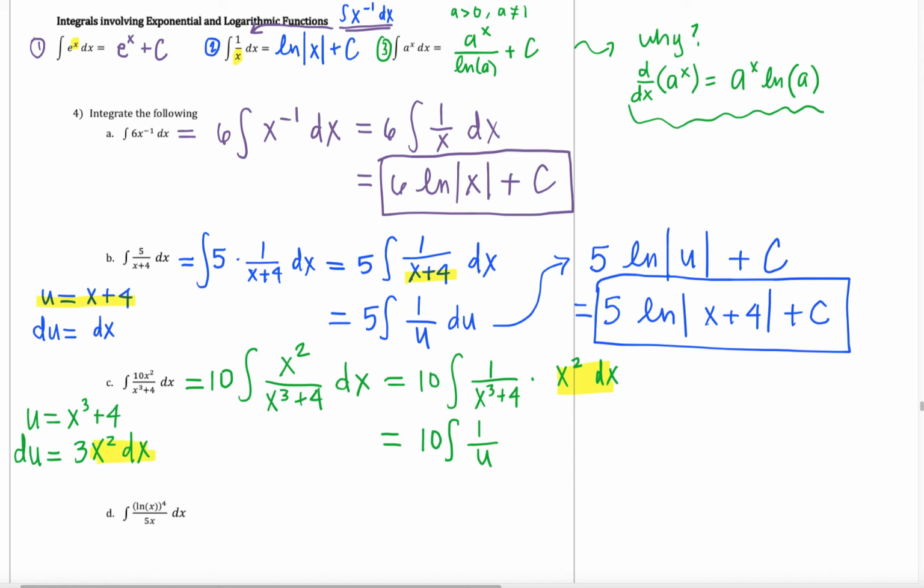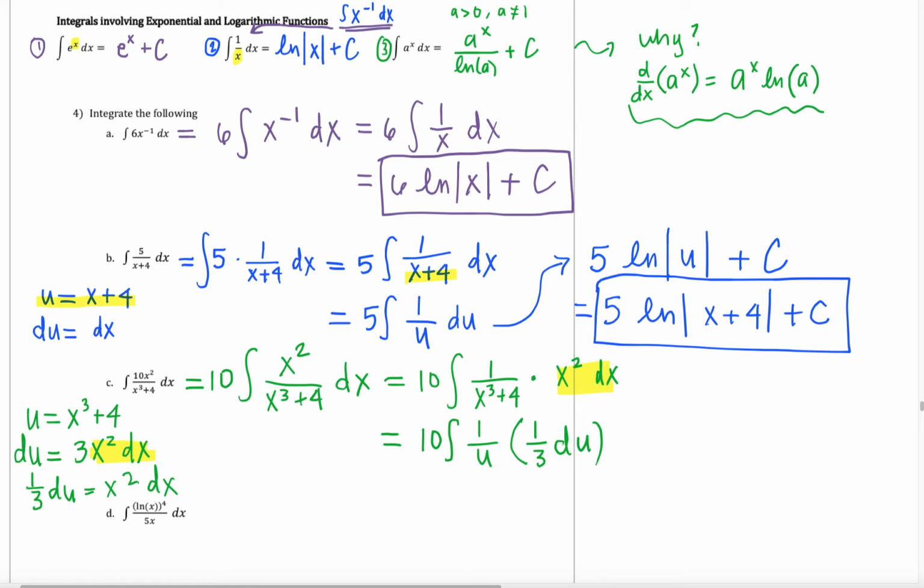So to get the x squared dx by itself, we'll need to divide through by 3 and get 1/3 du equals x squared dx. And from here then, that is getting replaced with the 1/3 du. And since they were multiplied to begin with up above in the integral, that's why we're still multiplying them here.